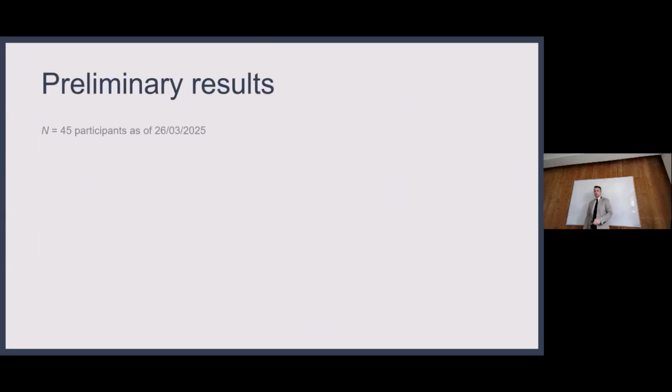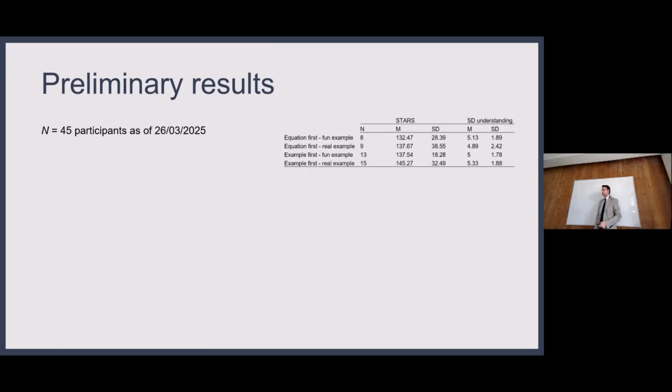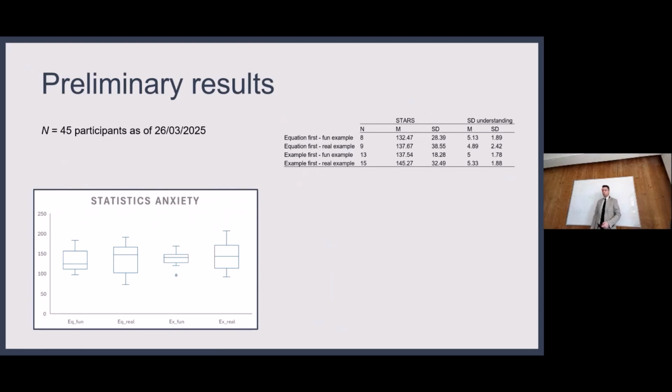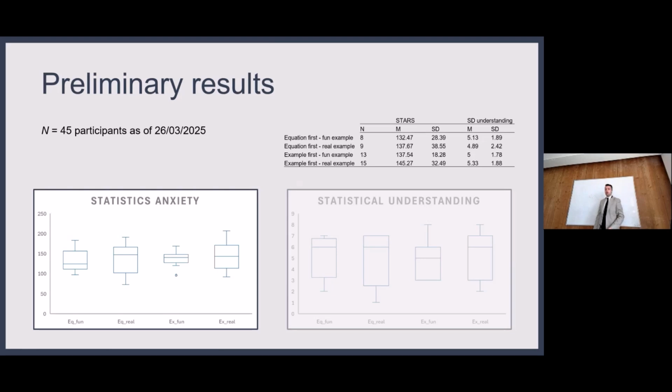Data collection is currently ongoing. So far, we have data from 45 participants. This is what it looks like. Not very intuitive. It also looks like this. What we're seeing here on this box plot is the level of statistics anxiety across all four different conditions. EQ means equation first, EX means example first. And as well as that, we have level of understanding across all different conditions.